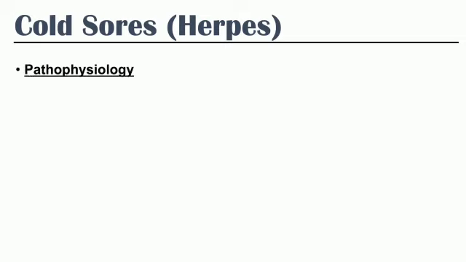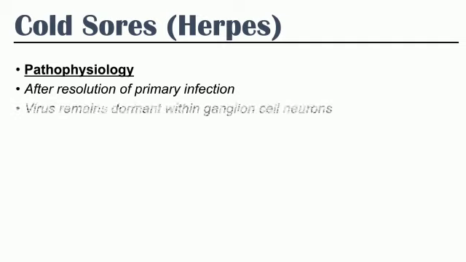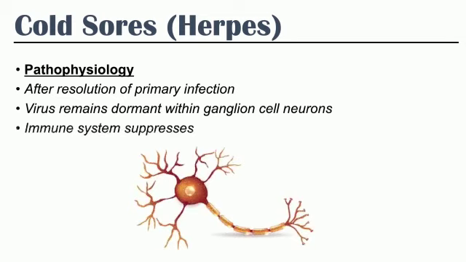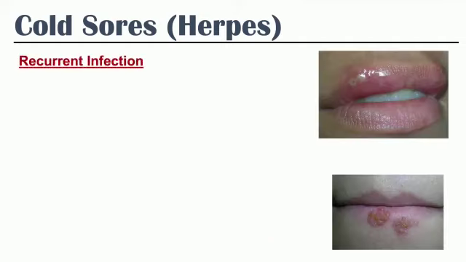Now, the pathophysiology of cold sores and herpes virus in general is that after the resolution of the primary infection, so after that 10 to 14 day period where your body eventually seems to resolve the infection and you're back to your normal self, unfortunately the virus hangs around and it remains dormant within ganglion cell neurons. So the HSV, or herpes simplex virus, hangs around in ganglion cell neurons, and your immune system basically keeps them in check and suppresses them and keeps them within the neuron, and you're not going to have any symptoms until you have something that causes a recurrent infection.